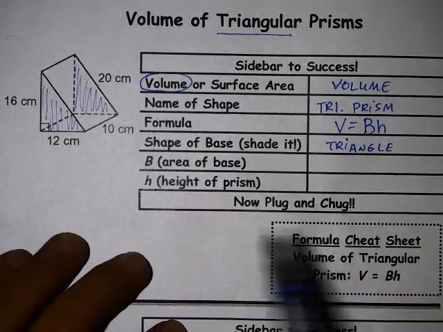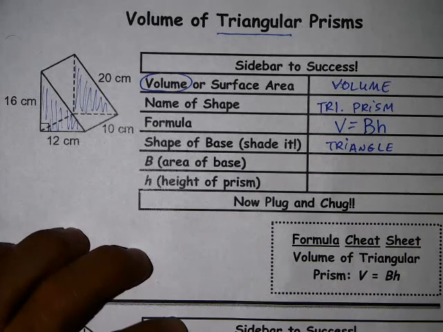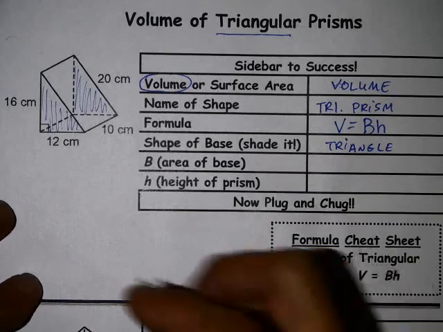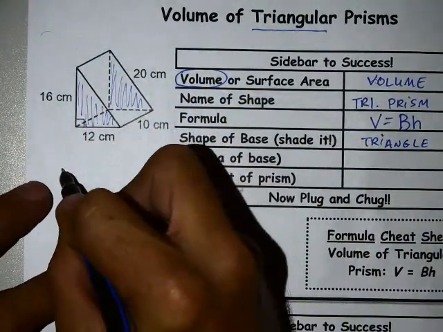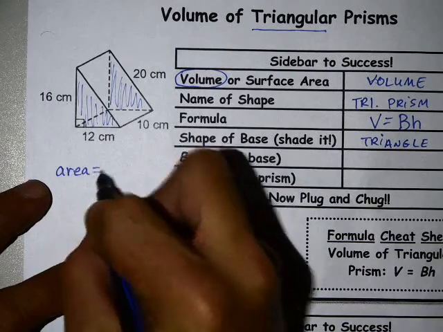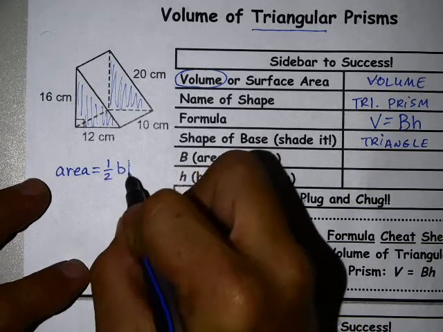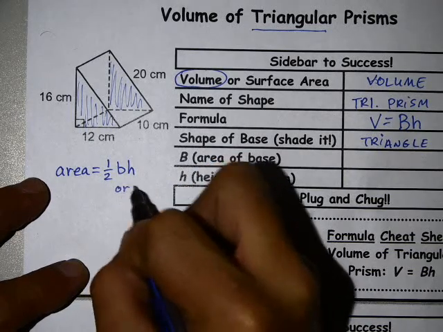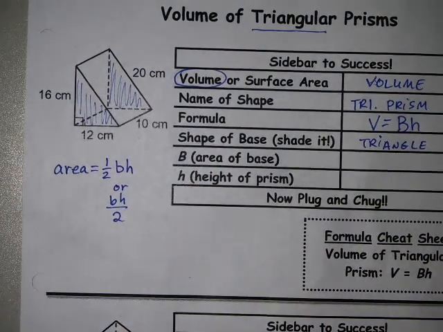Now, we have to find the area of the base. This is where it's going to get a little bit tricky, but as long as we follow our rules, we'll be okay with this. So we're going to come over here. Since our base shape is a triangle, we're going to have to look on our formula chart. And when we look on that, we'll see that it says either this or this for the area of a triangle. Half the base times the height, or base times height divided by 2.